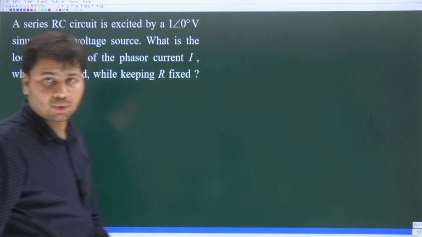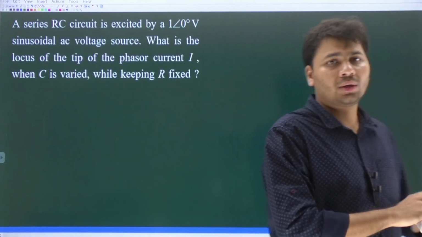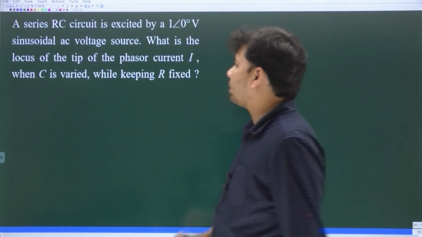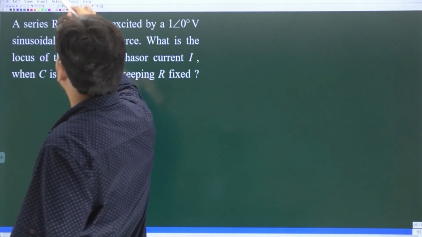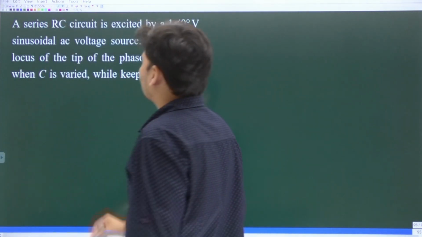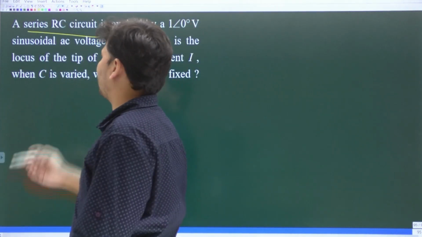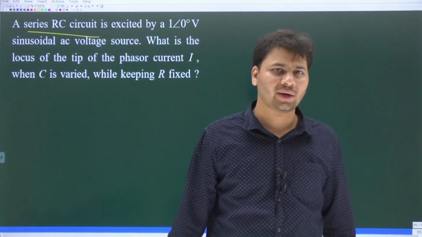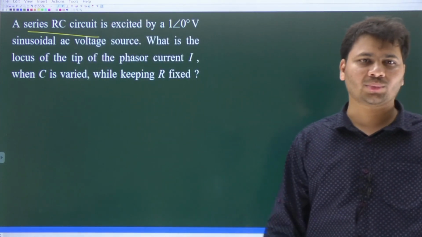I think we have one more question related to locus. Read the question. A series RC circuit. Series RC, it only means what? R and C are connected in series across some source.